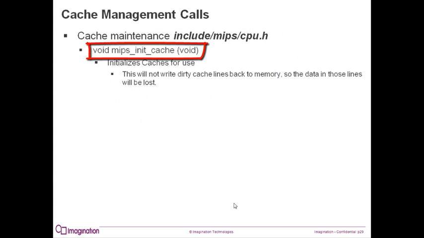The MIPS init cache function will do all the steps I described earlier to initialize both the data and instruction caches. It will also set up the global variables with the cache dimensions, the same as the MIPS size cache function.